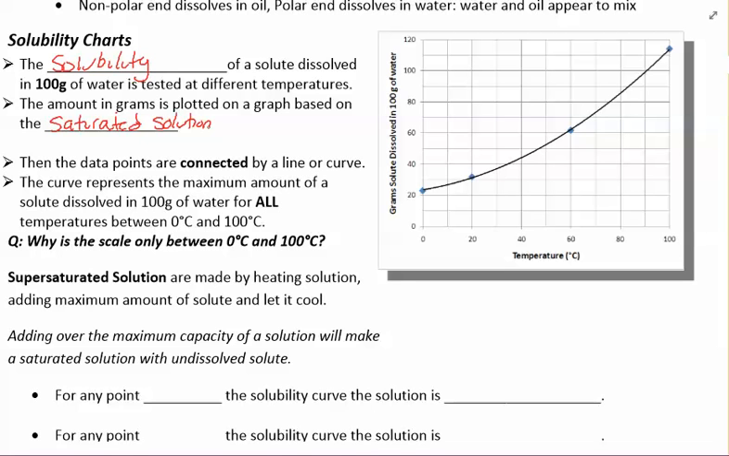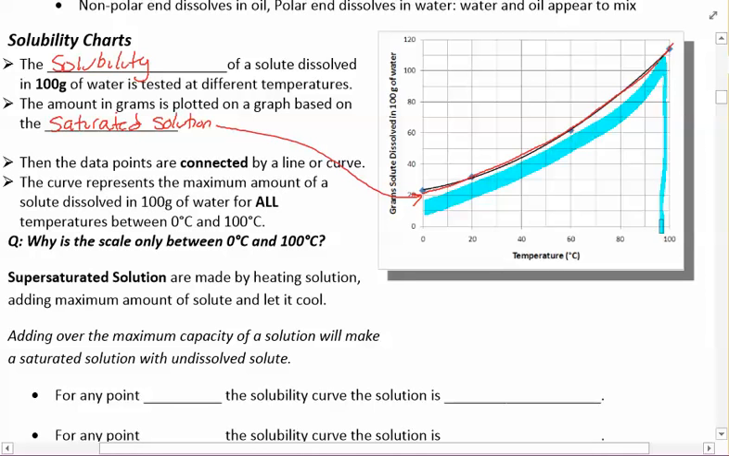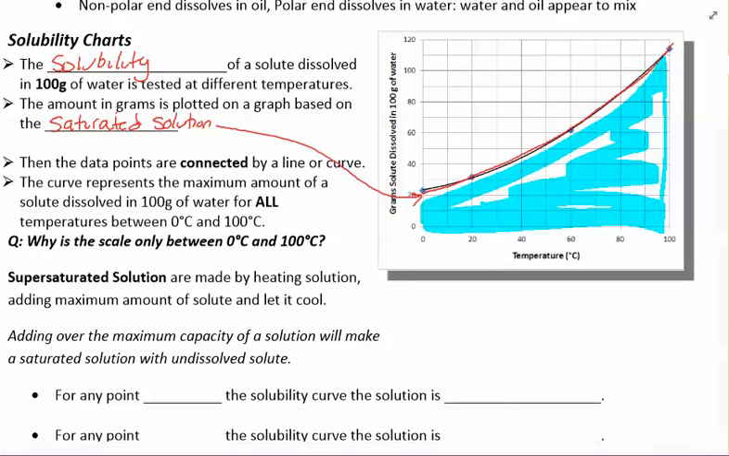So the line represents your saturated solution. So I'm going to represent that as a red here. Now it should be exactly on the line to be my saturated solution. Below the line, so all of this area represents my unsaturated solution. So we connect them with a line or a curve.